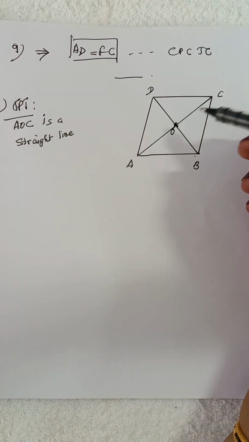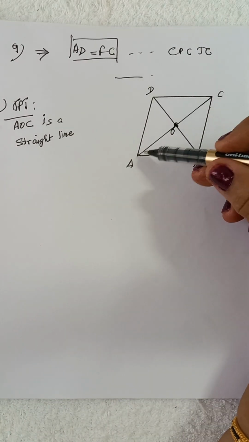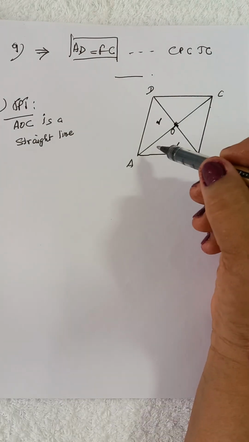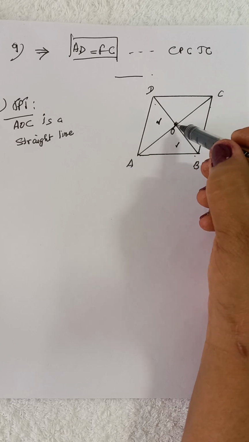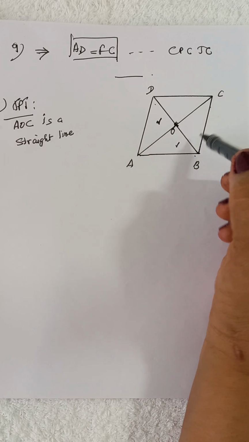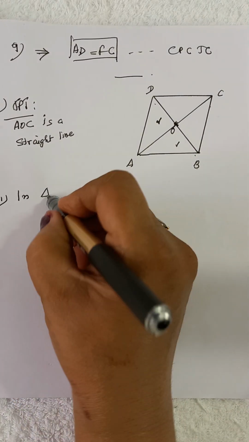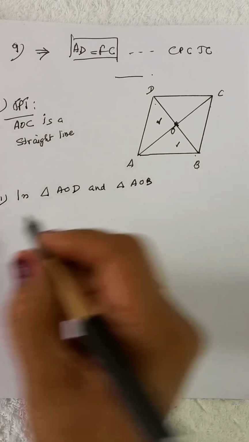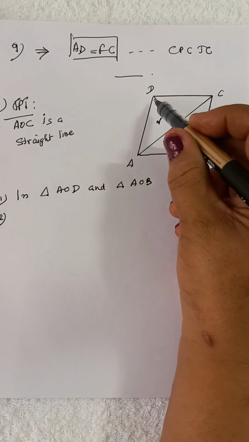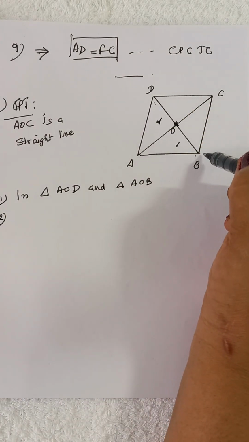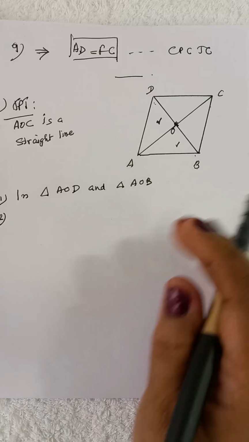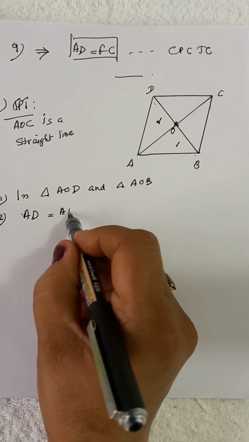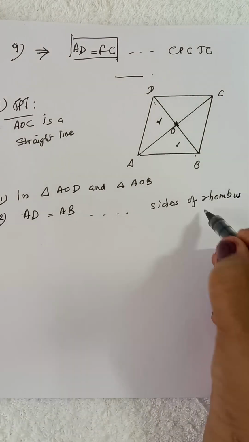So I drew this also. AOC is a straight line that we have to prove. Now take triangle AOD and triangle AOB. So we can write the first point. In triangle AOD and triangle AOB. Second point, AD is equal to AB. Why? Because this is a rhombus. All sides are of equal length. So we can write AD is equal to AB. Reason is sides of rhombus ABCD.